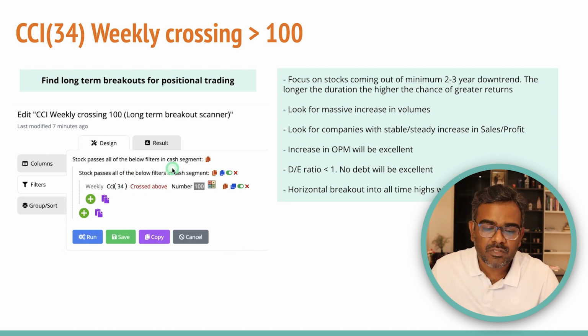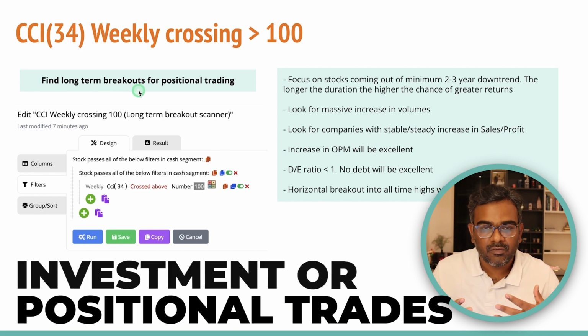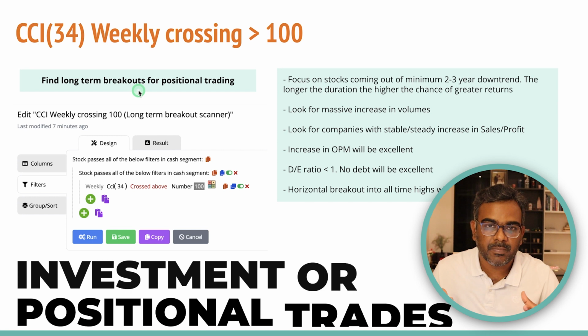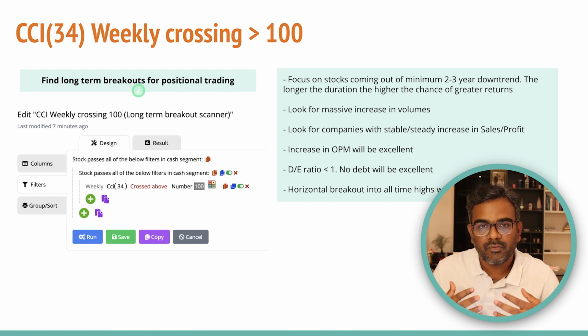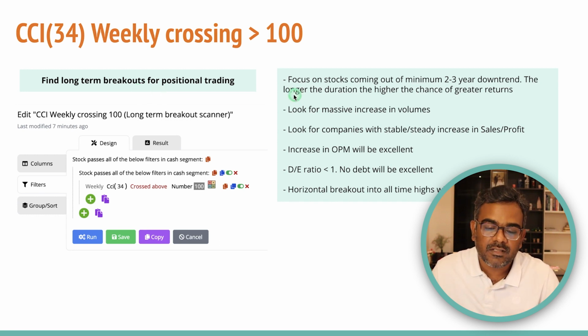Remember, there are some rules which we'll look at shortly, but this breakout here, you could use it from an investment perspective, or you could also use it from a positional trading perspective. Now, positional trades can be held from a few weeks to a few months, or probably many months up to a year as well. It depends on how long that stock is trending up. But here are some rules that I want to discuss today.